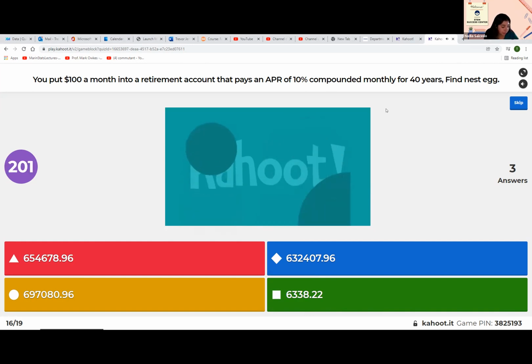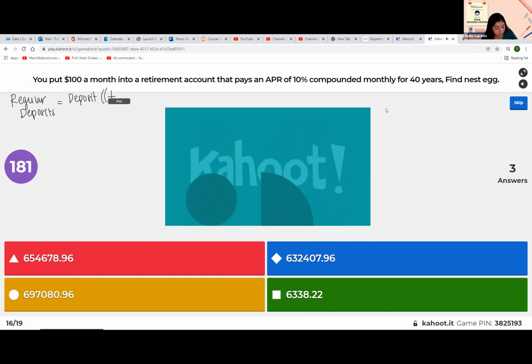All right. So for this one, we're gonna do the regular deposits formula. For that one, it's going to be our deposit times 1 plus APR over 12 raised to the n times y, minus 1, and all of that divided by APR over 12. And in this case, our deposit was $100. Not $1,000.